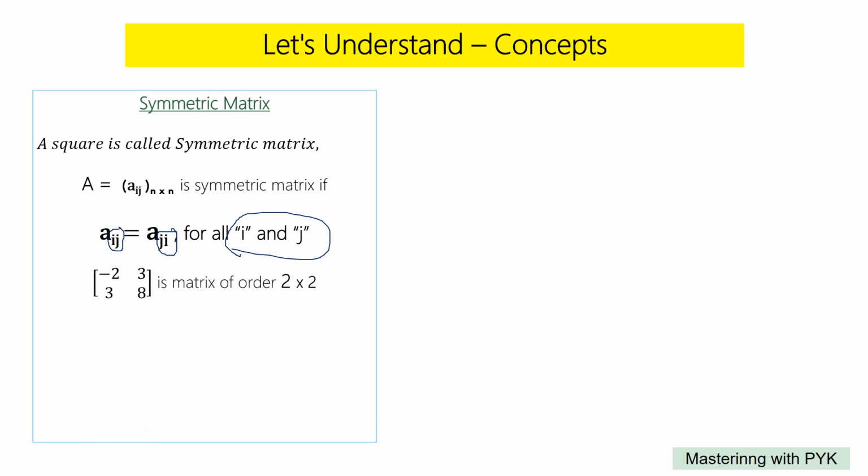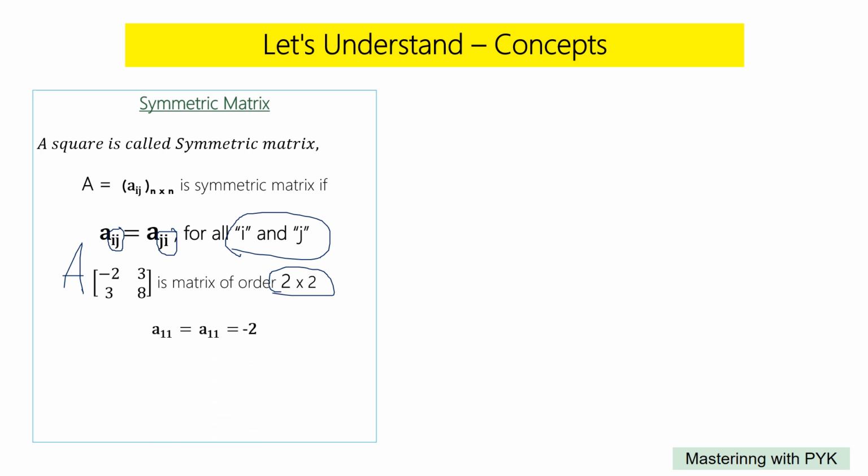Then the matrix becomes a symmetric matrix. So in this example, this is a matrix, say this is a matrix A, always denoted by capital A. This is of order 2 by 2, so it is a square matrix.